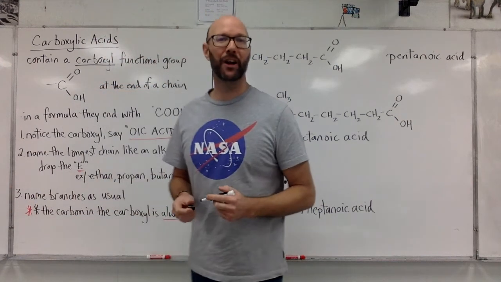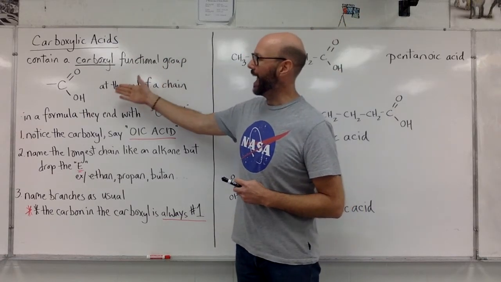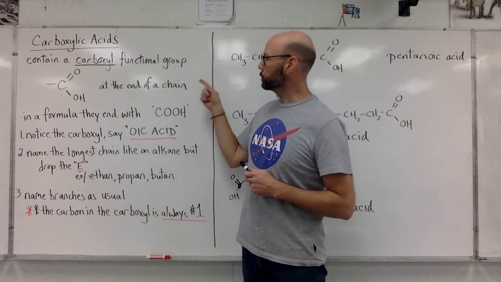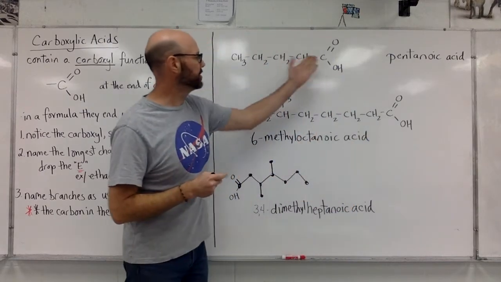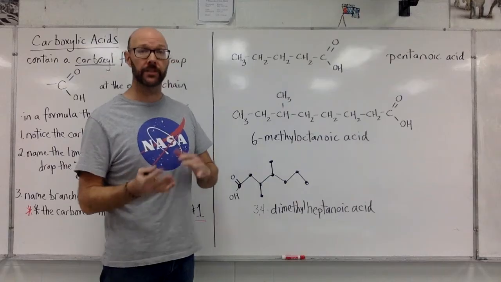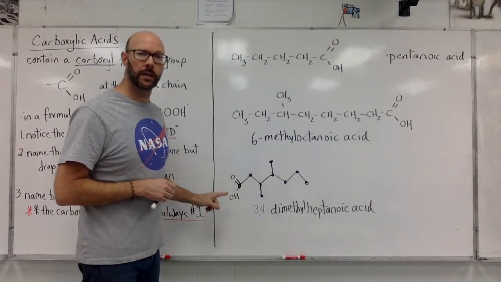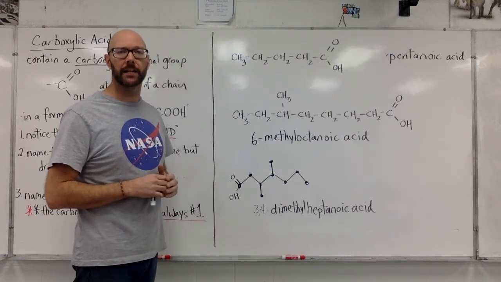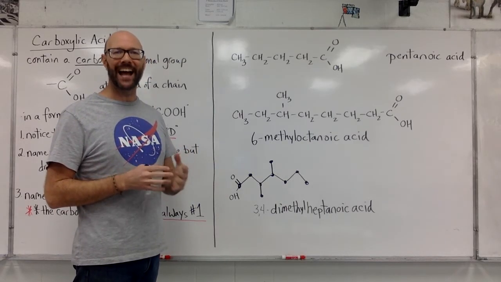Carboxylic acids have a very distinctive functional group. It's this double bonded O and an OH that you find at the end of a carbon chain. Look how much it stands out. It could be on the left-hand side or the right-hand side in a condensed diagram, or here even on the left-hand side of a line diagram. If we see those, they always end with oic acid.